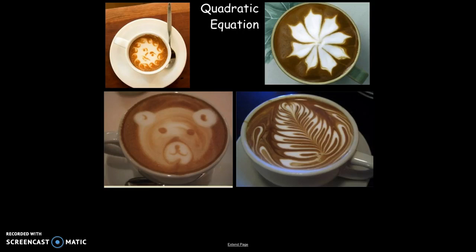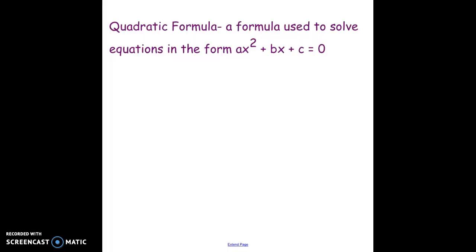Good morning. We're going to be learning about the quadratic equation or the quadratic formula. And here we have some coffee art to help introduce this topic to us. The quadratic formula is a formula that's used to solve the equations in the form ax squared plus bx plus c equals 0.